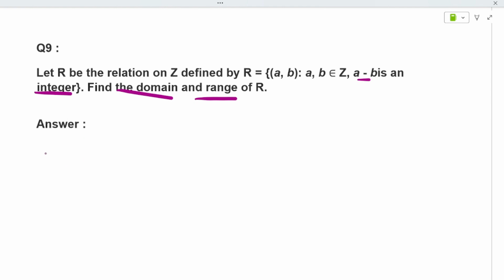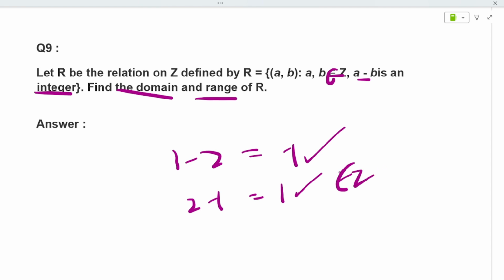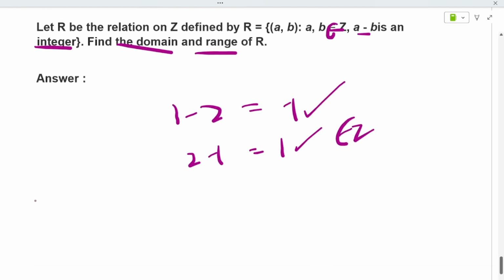By the question itself we can say that if you take any number between two integers, they have said it belongs to integers only. So 1 minus 2 will be minus 1, it is also an integer. 2 minus 1 is 1, it is also an integer. All belong to integers, so you can say it is always an integer. So the domain will be Z, and the range will also be equal to Z.